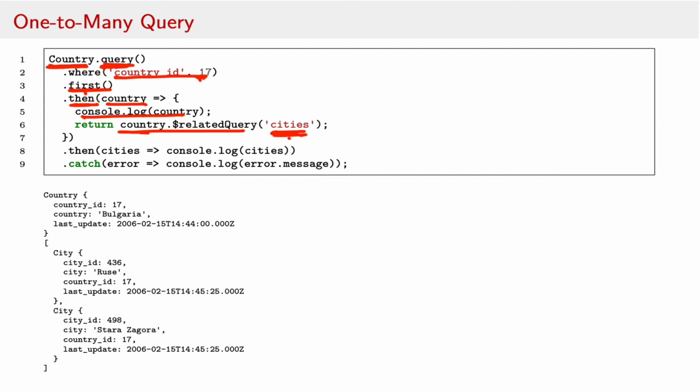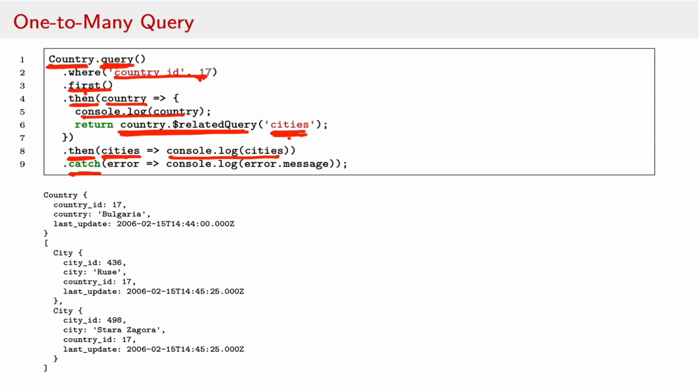It's going to return another promise that is going to resolve to the result of this query. So I've got another then in series here that's going to end up with this list of cities. And again, I'm going to console log that. And I've, of course, included a catch to handle any errors that come up.